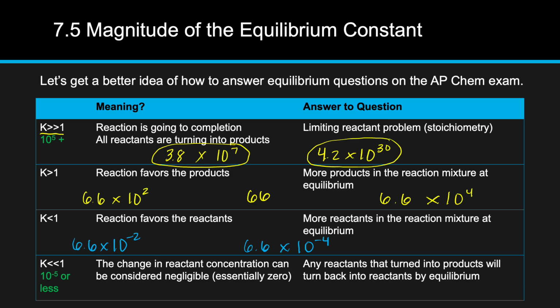And then K much less than 1, which means we might have a number like 3.8 times 10 to the negative 7th, or 3.8 times 10 to the negative 30th. When we're talking about this, it tells us that our reaction at equilibrium pretty much is all reactants. Now, we might have some products in the mixture. However, we're going to have majority reactants.